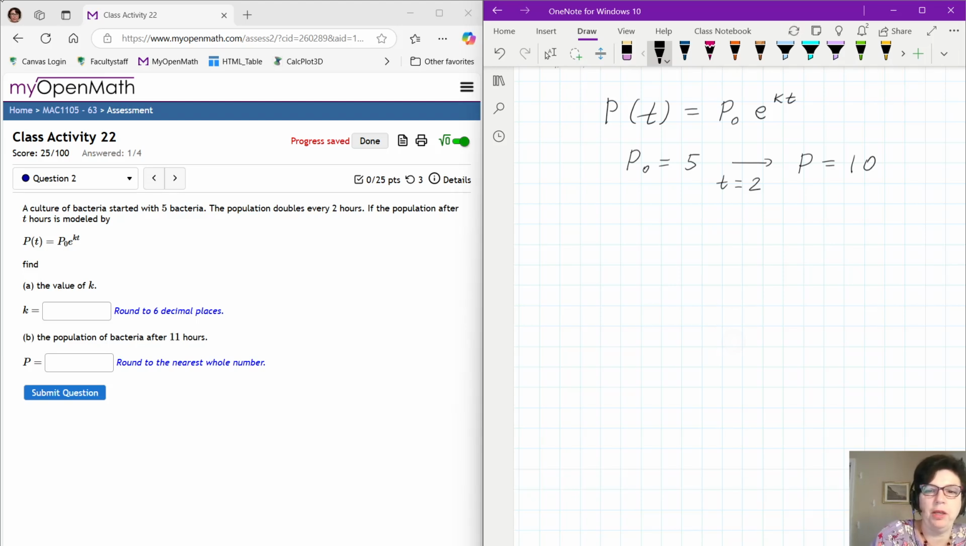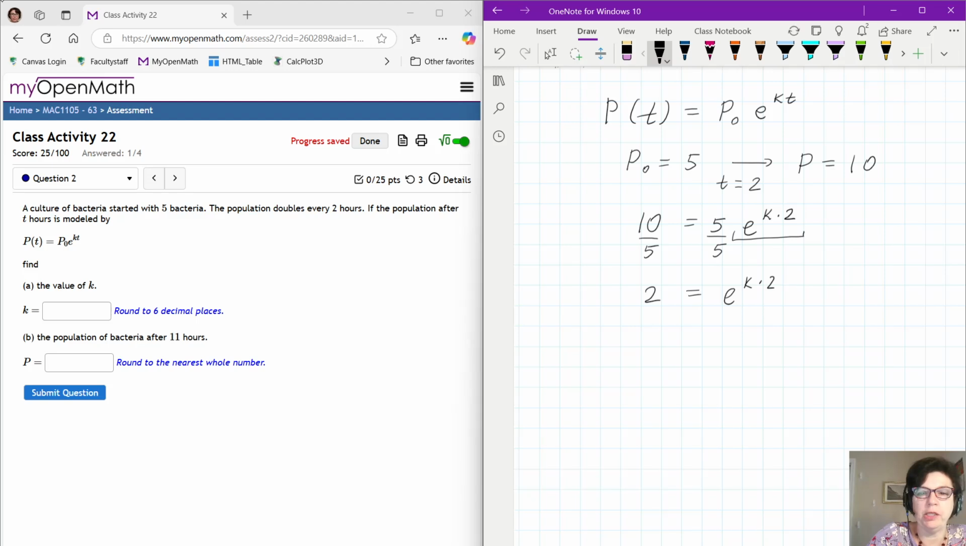Okay, so let's set up the equation. We're going to have 10 equals 5, and then e to the power k, which is unknown, multiplied by t, which is 2. Usually in these problems, you first have to isolate the exponent. So we're dividing both sides by 5. That's going to give us 2. By the way, that growth constant does not really depend on the initial amount, because 10 divided by 5 is 2. Even if you started with something else, you will double it, and when you divide them, it'll be 2. So either way, it doesn't matter.